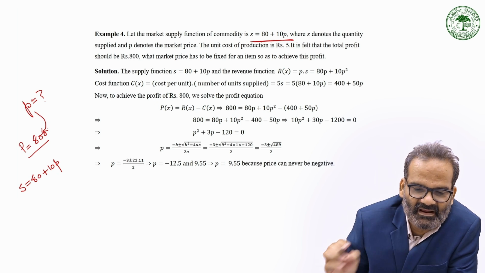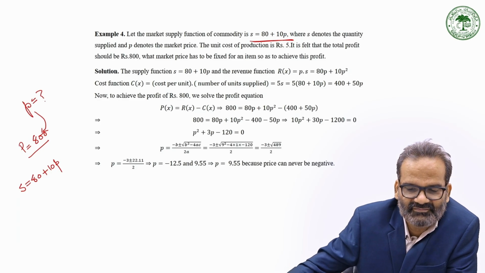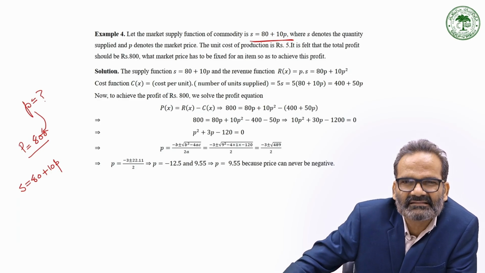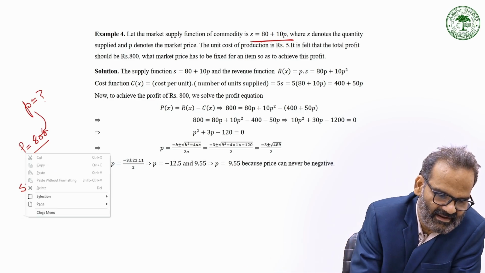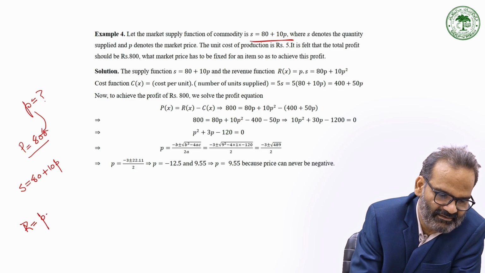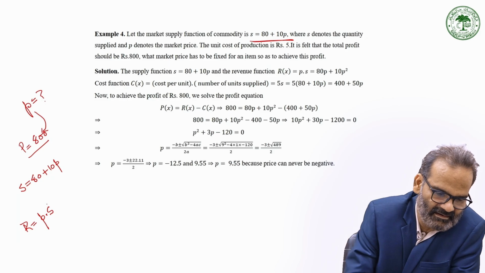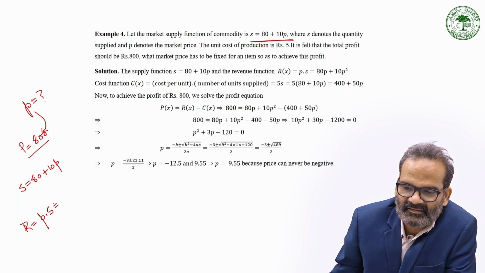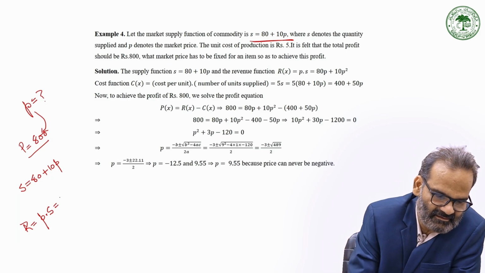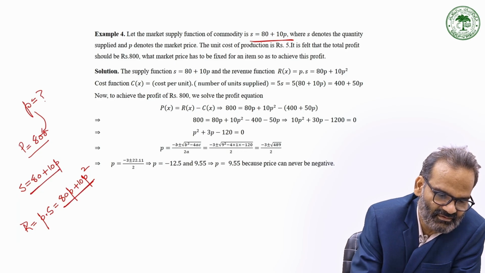So this is your supply function. Coming to the solution, the supply function is given as S = 80 + 10P, and the revenue function can be calculated as revenue R equals P into S, where S means the quantity supplied. So R = P(80 + 10P) = 80P + 10P². This is your revenue function and this is your supply function.